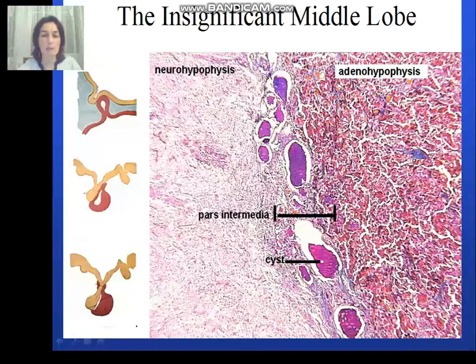Here we have cysts, which are colloid-filled cysts. Also in pars intermedia we have a small amount of cells which produce hormones. The hormone which is produced here is a large peptide called pro-opiomelanocortin. When it breaks down, hormones are released from that peptide. These are adrenocorticotropic hormone, melanocyte stimulating hormone, and lipotropic hormone.